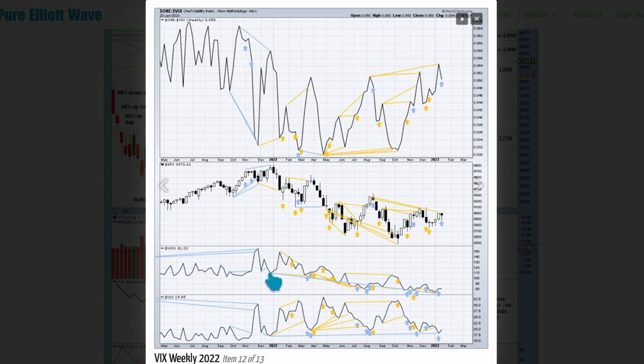Volatility of VIX is depressed. With volatility of VIX depressed, this divergence is bullish for price. So there's some longer term bullish divergence for price. This would tend to support that bullish alternate Elliott wave count.